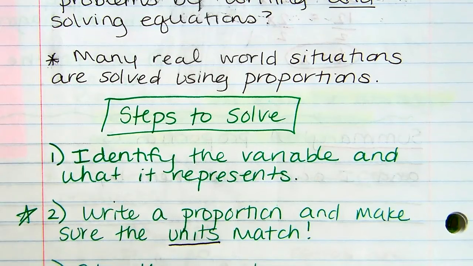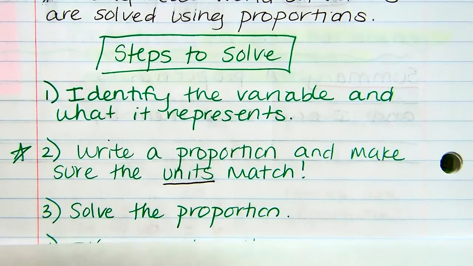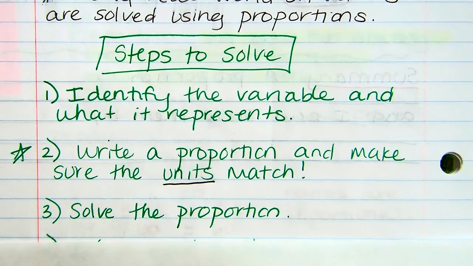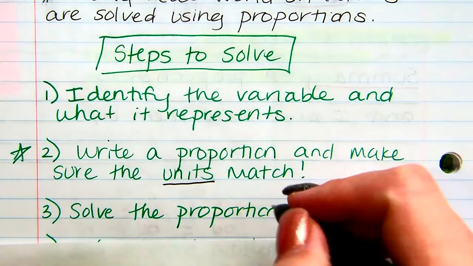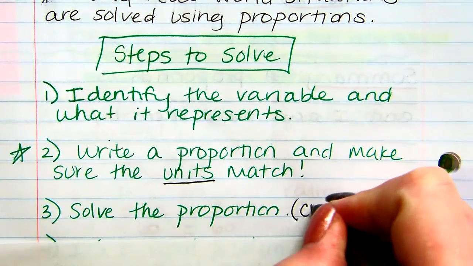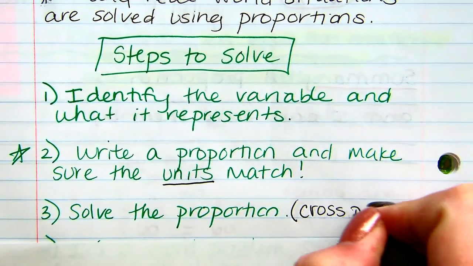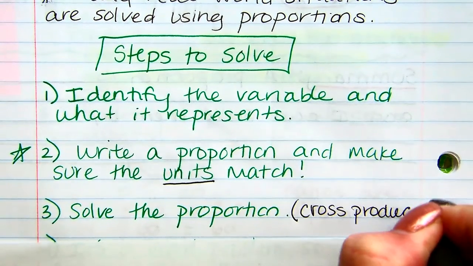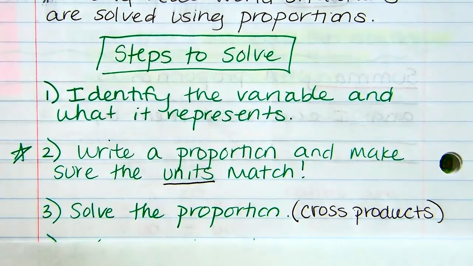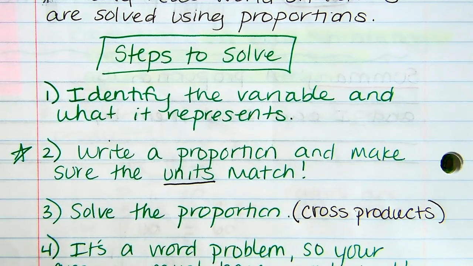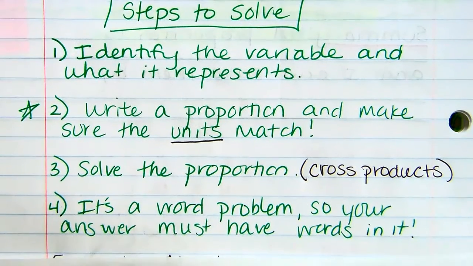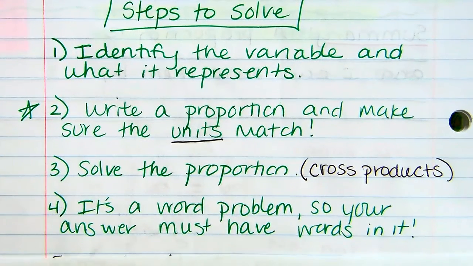Next, we're going to go ahead and solve our proportion. So once we set it up, we're going to go ahead and solve it. And again, we solve it using cross products. Okay, so I'm going to throw that in there. And then lastly, because it is a word problem, we need to have words in our answer. So once we find our answer, we're going to go ahead and write it in a sentence. Okay.